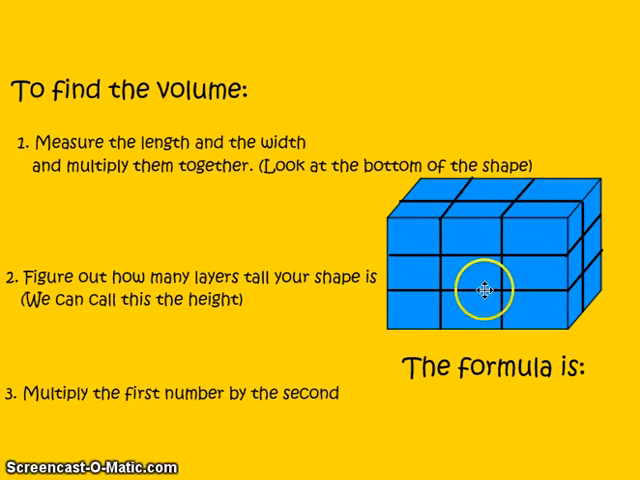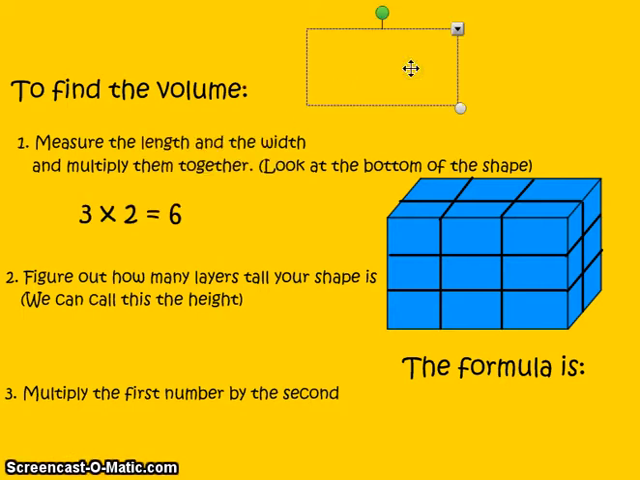So here we have the steps to find volume. We have a shape, and the first thing we're going to do is measure the length and the width and multiply them together. Now, I like to just look at the very bottom of this shape. I'm not going to look at the whole thing. I'm going to look at this bottom row going across the length and its width. So across the bottom, I see 3. So I would do 3 times 2. That's my length, that's my width. 3 times 2 is 6.